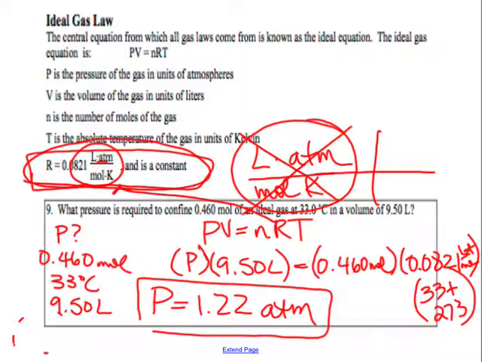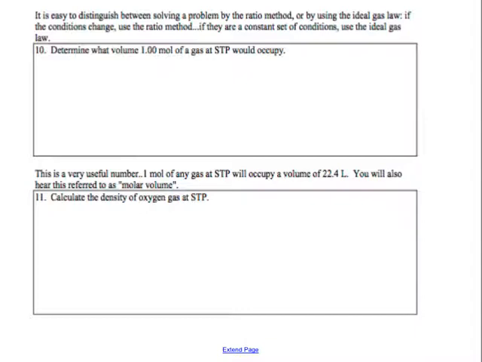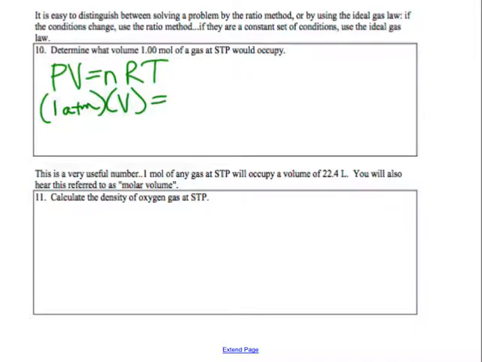Okay, let's move on to a practice problem. Now, you might know the answer to this before we do it, but we're still going to do it. Determine the volume of 1 mole of gas at STP. We're going to use the ideal gas law. We're going to determine at STP. So what pressure is correct at STP? 1 atmosphere. We're looking for the volume of 1 mole of a gas.